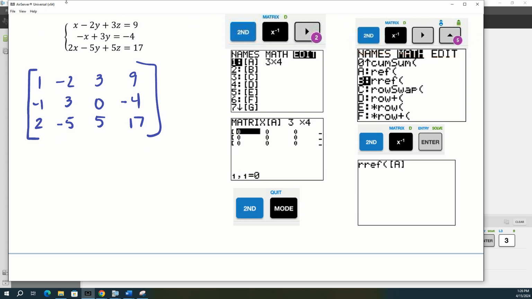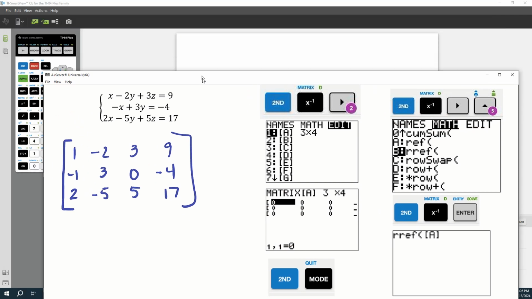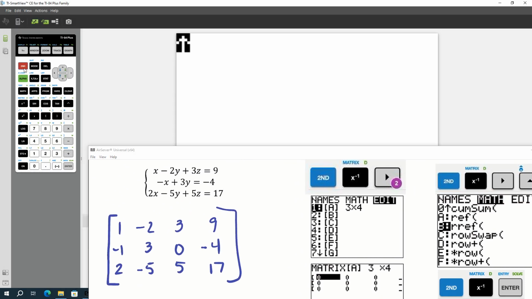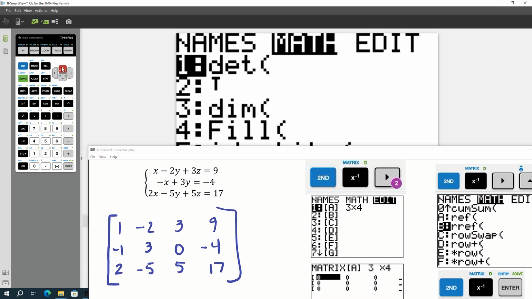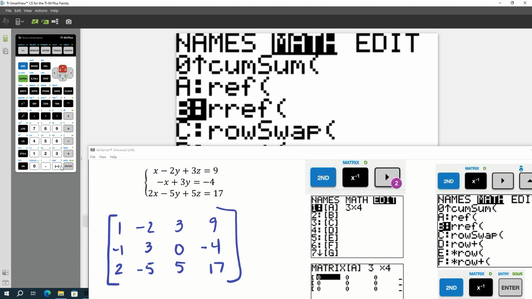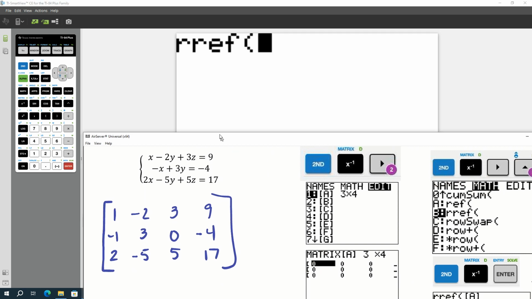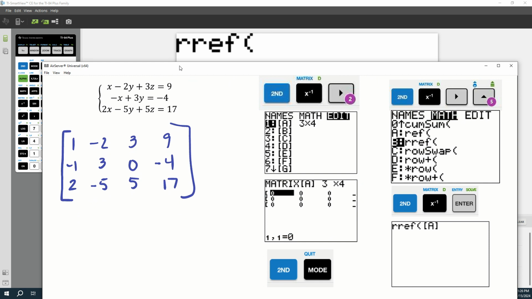So what we're going to do is go back to the matrix menu and go over to math. And what we want to choose is B, that's RREF. So it's second, x negative 1, right, and then up 5 times. But what we want is RREF. RREF stands for Reduced Row Echelon Form.